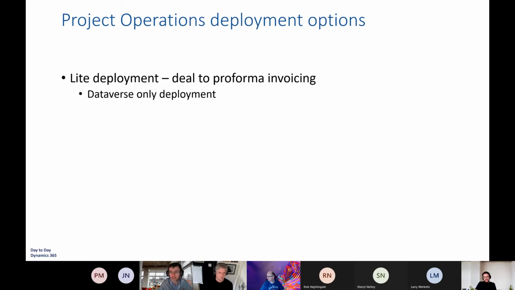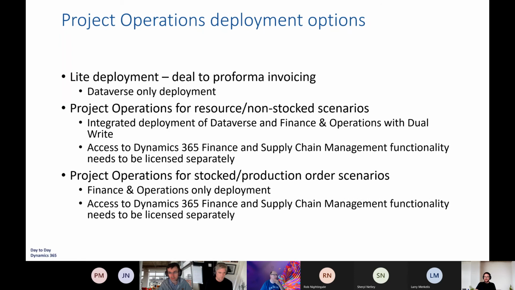All right, so how do we get that? There are three different deployment options for getting it. There's what we know as a light deployment, which matches what we used to know as Project Service Automation. That is on CRM only, Dataverse only, nothing else. There is an integrated deployment that consists of a deployment on Dataverse as well as on Finance and Operations. The integrated deployment is hooked together via dual write.